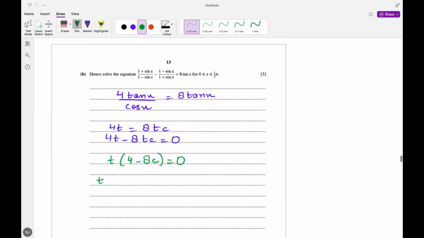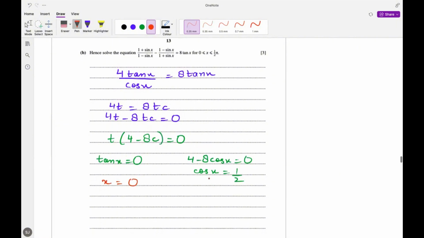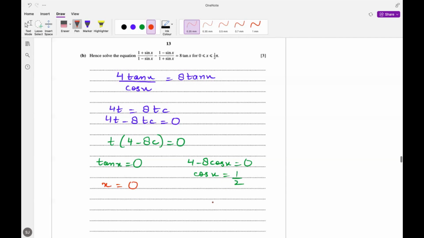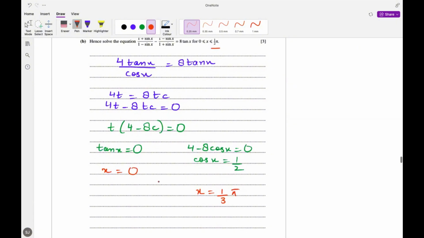So one of the values of x will be from tan x equals 0, and the other from 4 minus 8 cos x equals 0. So cos x will become equal to 1 upon 2. And tan x is equal to 0. So tan inverse of 0, in this case, we'll get the answer x equals 0. And cos inverse of 1 upon 2 is equal to, as we have to give our answer in terms of pi, 1 upon 3 pi. As we cannot go beyond 1 upon 2 pi, these will be our final two answers.